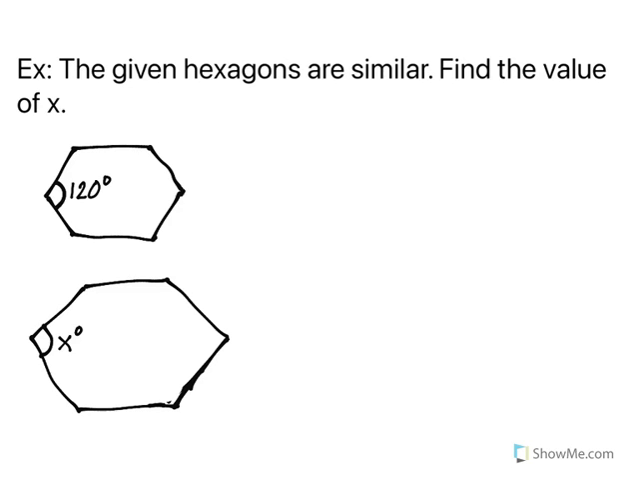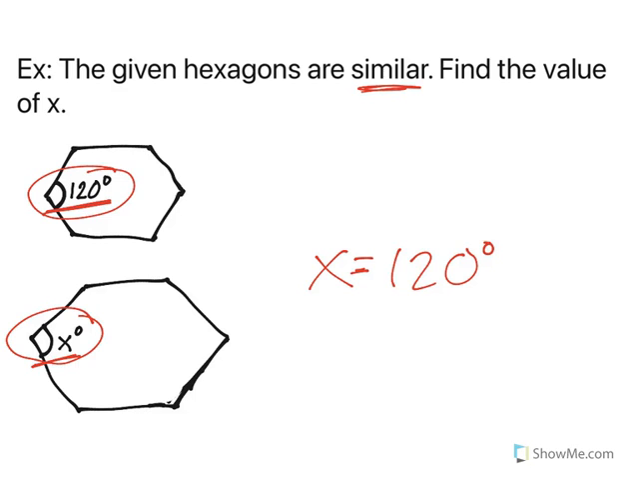All right, one more. The given hexagons are similar. Find the value of x. Okay, so again, remember, similar figures or similar polygons means they have the same shape, different size. Okay, so they're both hexagons, and they have the same angle measurements. So if you think about rectangles or anything else, the fact that these are similar means that all of the angles are going to be the same. So because this angle is 120, that means x is also 120 degrees.